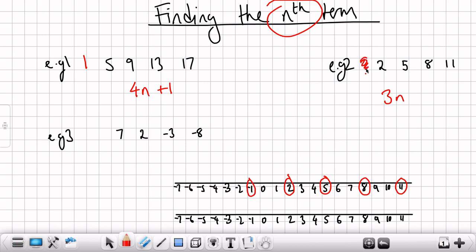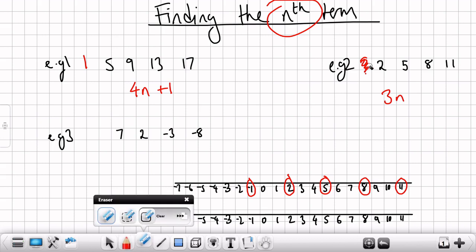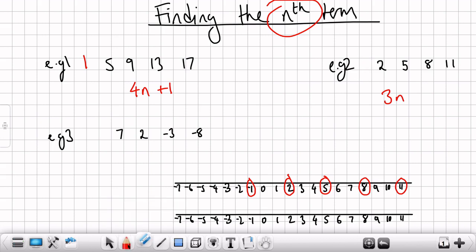So obviously here, that's going to be -1. Right, for this one, what's happening here? It's going down, isn't it? 7, 2, -3, -8. Seems like it's going down in steps of 5s. So that's take away 5, take away 5, take away 5.